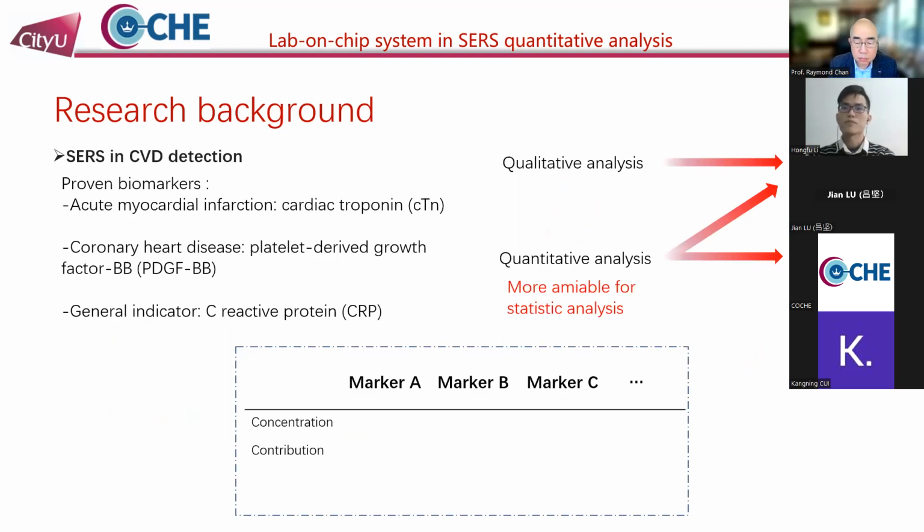More specifically, there have also been some existing studies that apply SERS to cardiovascular disease detection. The biomarkers shown here are typically relevant to cardiovascular disease, but so far, most of the studies or applications based on SERS detection are still conducting qualitative analysis. Indeed, in most cases, qualitative analysis is good enough to indicate CVD, but if we do not care about the quantitative concentration of our target indicators, we might lose some important information generated from the interaction between the biomarkers, as shown in this figure.